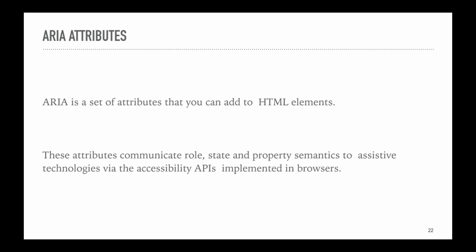It's all about ARIA attributes that we're going to talk about, and ARIA is a set of attributes that you can add to the HTML elements on the web pages. These attributes communicate role, state, and property semantics to assistive technologies via the accessibility APIs implemented in the browsers. So that is how the ARIA attributes that you inject onto your normal HTML DOM help those assistive devices convey the text in a meaningful way to the people who can't access the apps in a normal way, just like we do, right? So that's the overall view or a primer about what accessibility is, those standards, and where we are going.